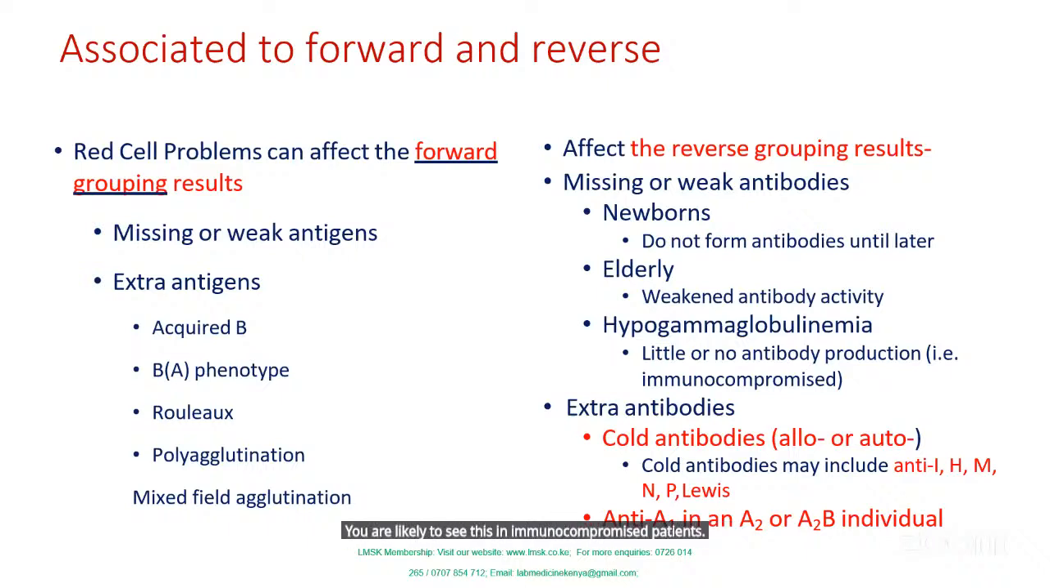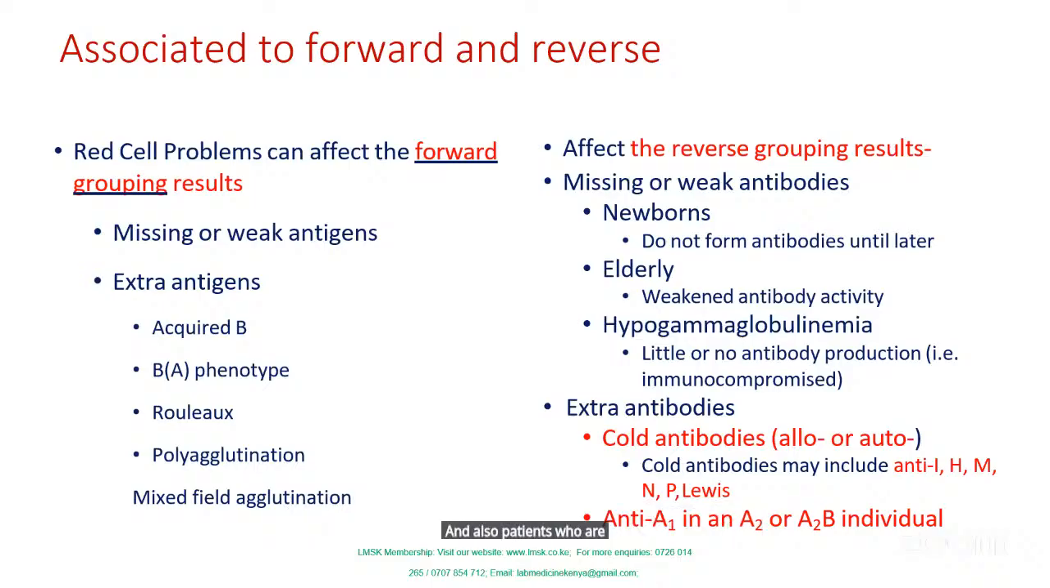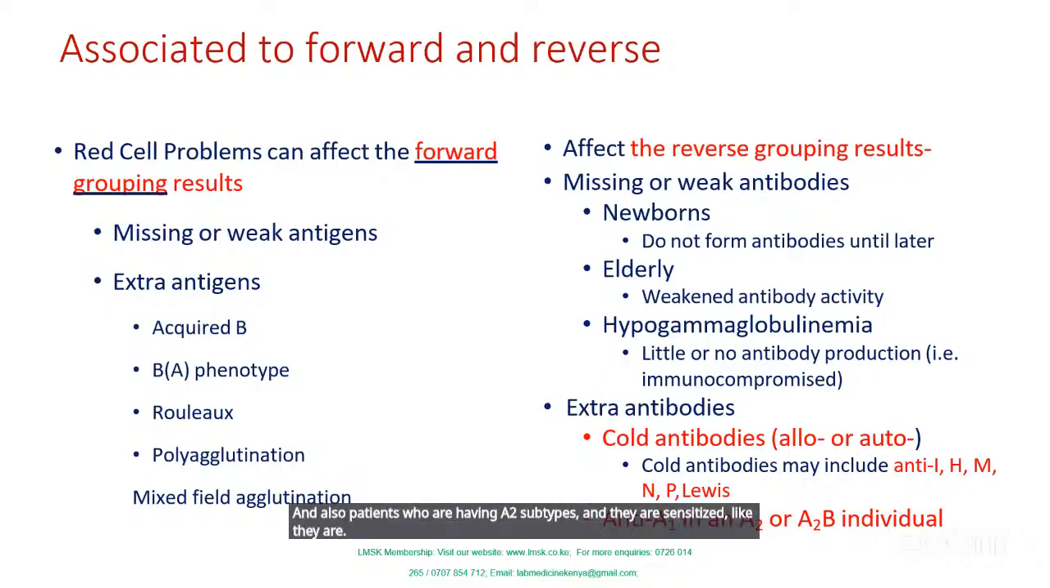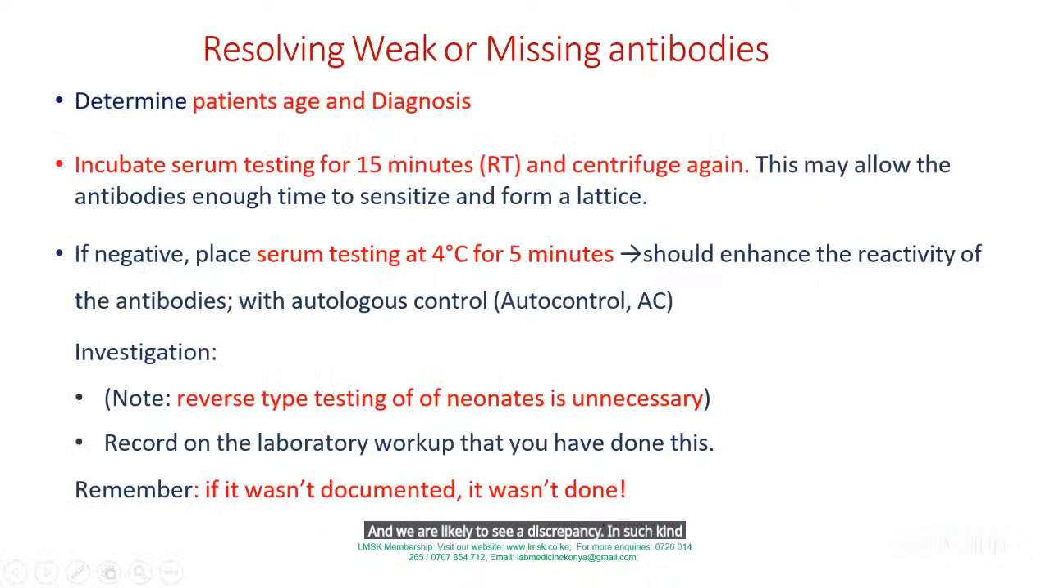And also cold antibodies. For extra antibodies such as the cold antibodies, it could be allo or autoantibodies. And also patients who have A2 subtypes and are sensitized, like they have anti-A1 in their system, are likely to give you very weak reactions, and you are likely to see a discrepancy in such patients.